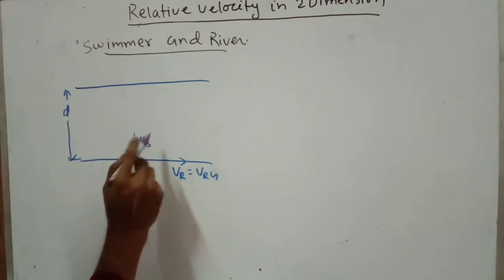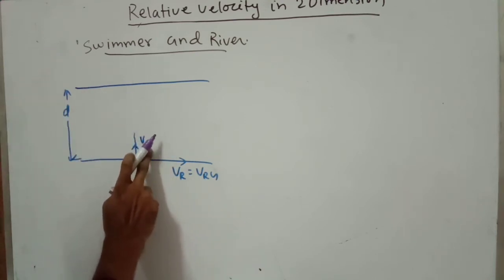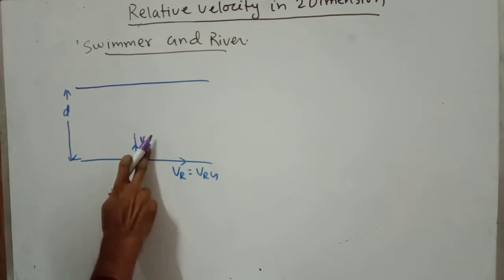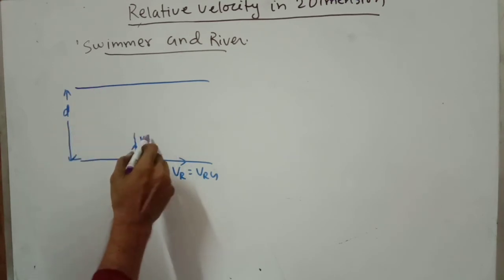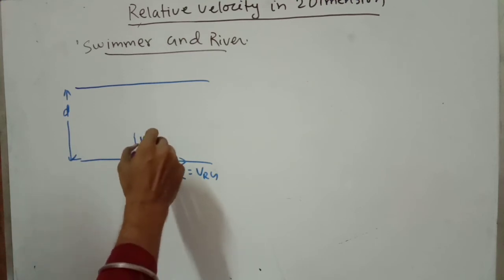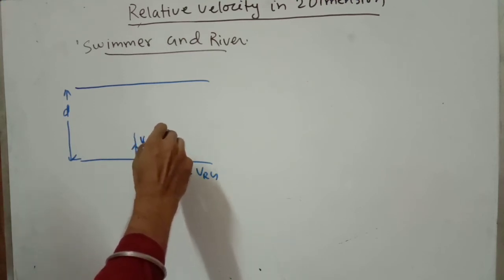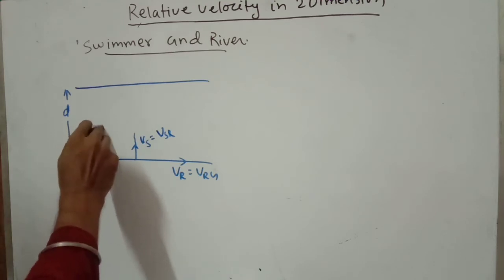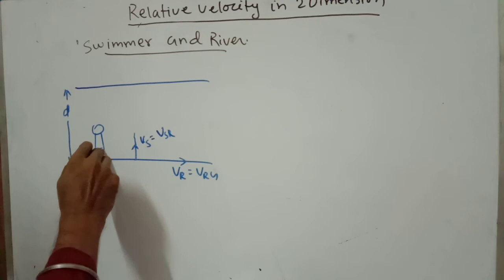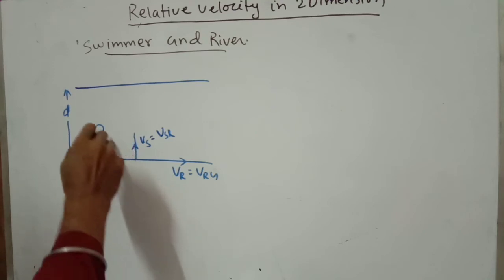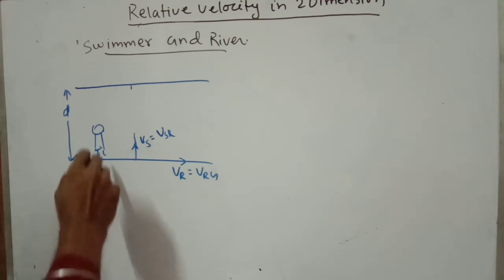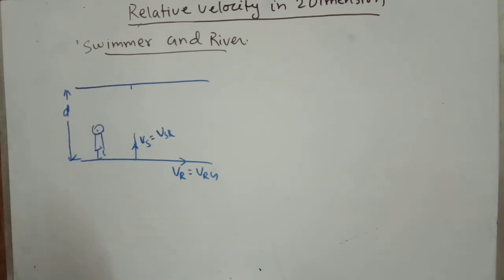So first you think, is this Vs the velocity of the swimmer with respect to the ground, or the velocity of the swimmer with respect to the river? So I think it's the velocity of the swimmer with respect to the river. How? Let's consider a person inside a river watching. He will see the swimmer go in a straight direction. Why? Because he is also inside the river.